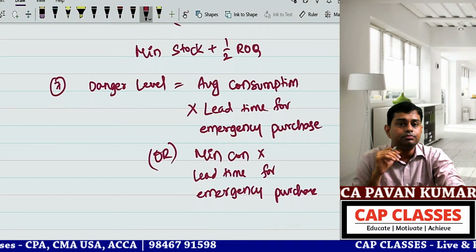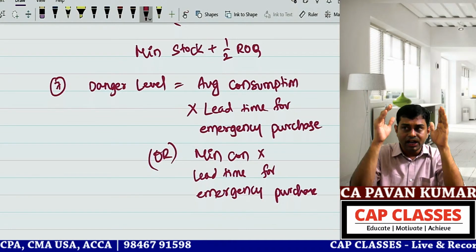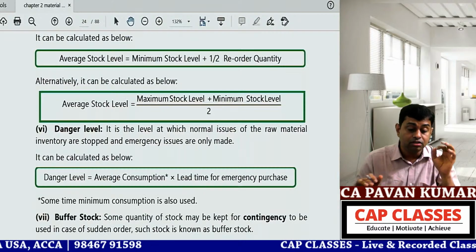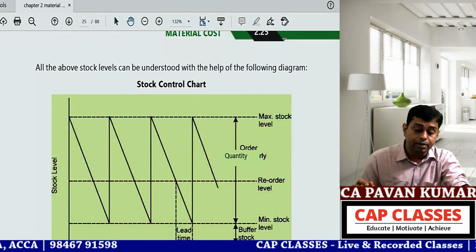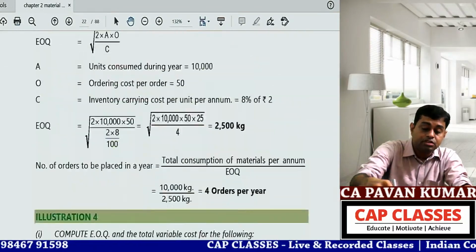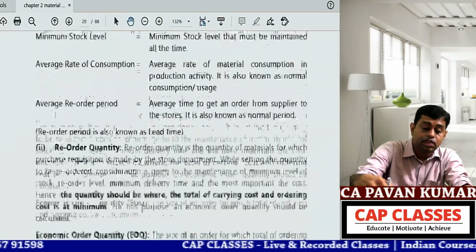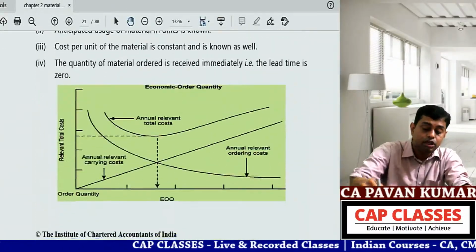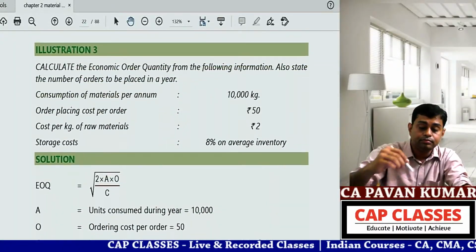These are the formulae. So what are you supposed to do? First, read all the formulae 2 times. Formulae should be on your fingertips. Then we'll start solving some questions.